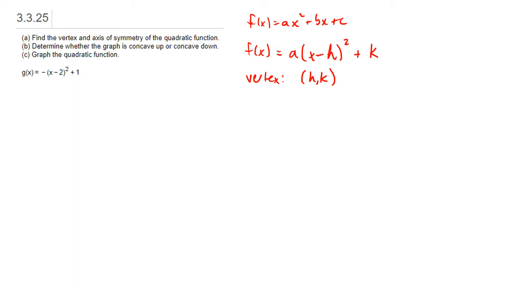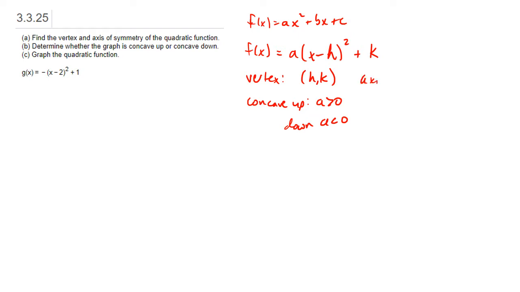It is concave up if a is positive. It's concave down if a is negative. Now, I would like to point out the a in vertex form and the a in standard form are actually the same a. This b and this c are related to this h and k, but they are not equal to it. The a, however, will be the same between the two forms. So even if it's given in standard form, if a is positive, it opens up, it is concave up. If a is negative, it opens down or is concave down.